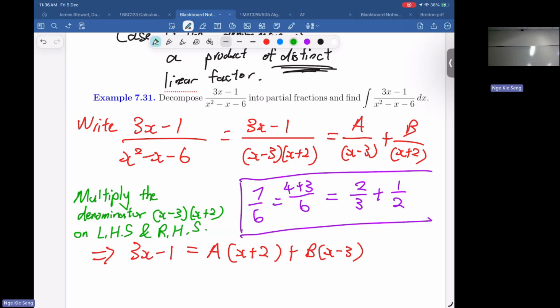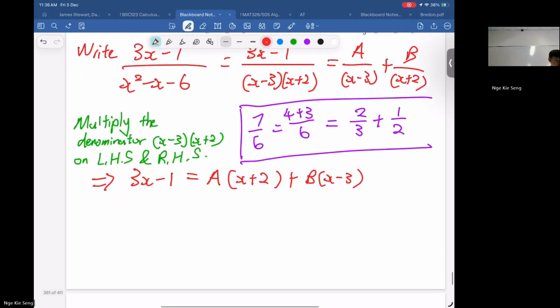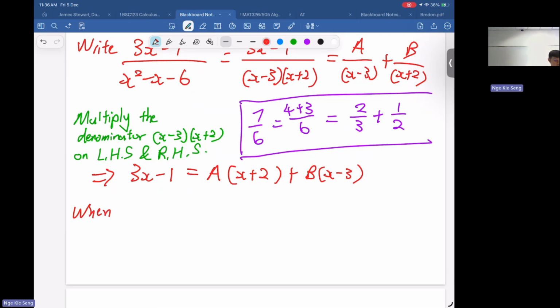Because this equation has to hold for all x. It's true for all x. Don't pick some x that's awkward for your calculation. Okay, so what are the nice x we can pick here? Let's pick x equals minus 2. Then we get 3 times minus 2 minus 1 equals b times minus 2 minus 3.